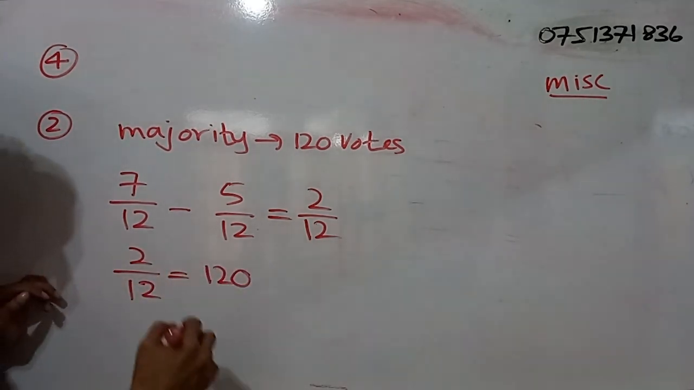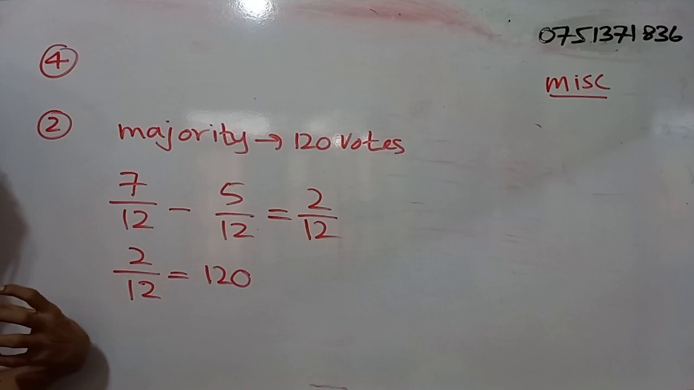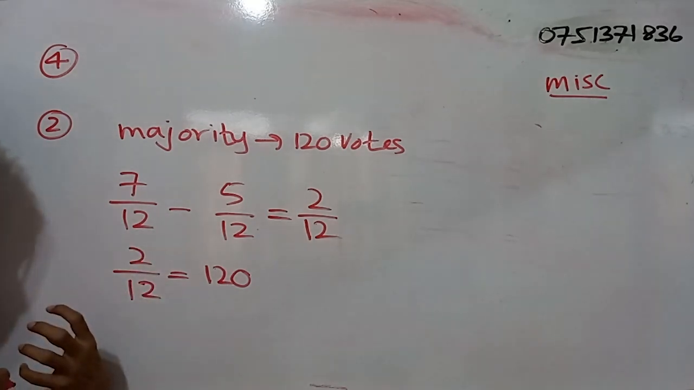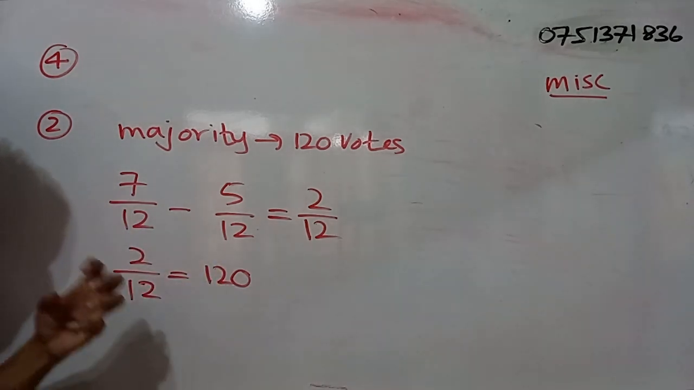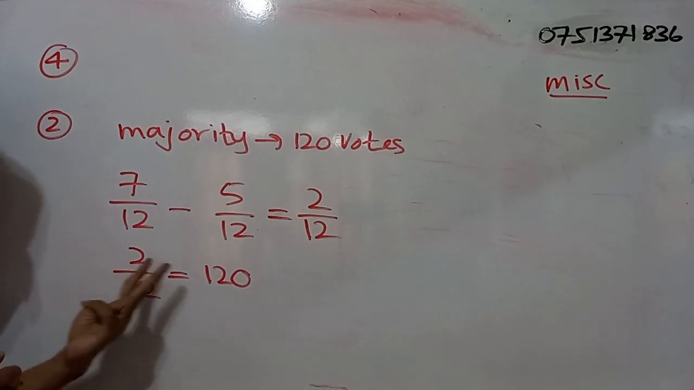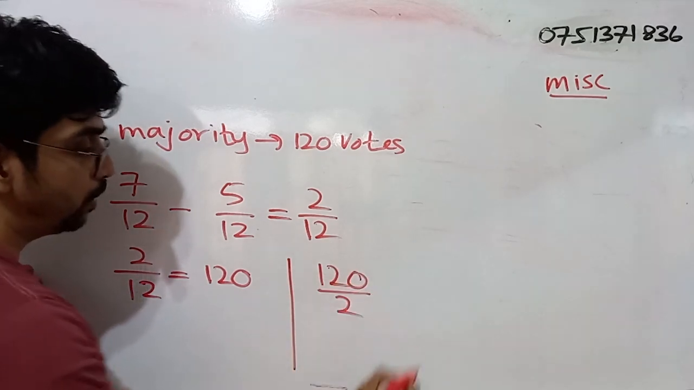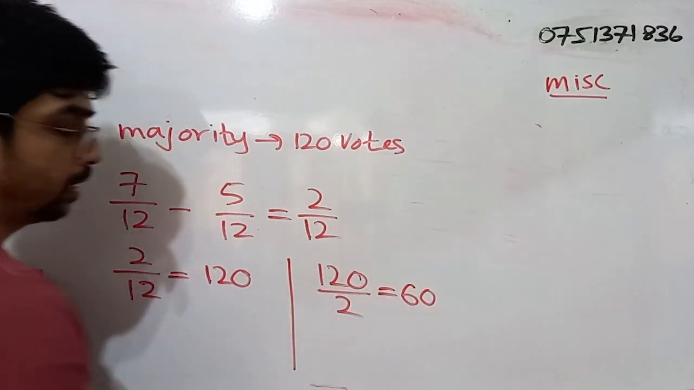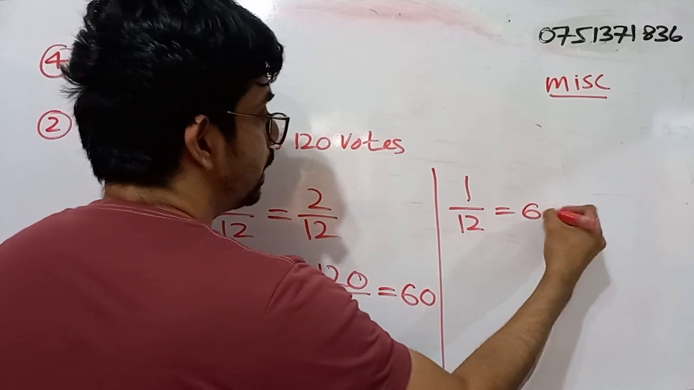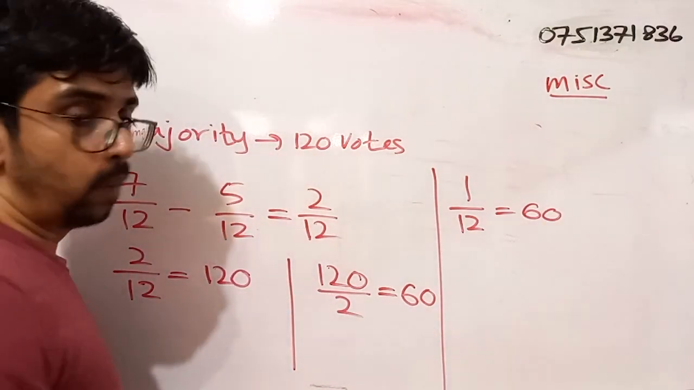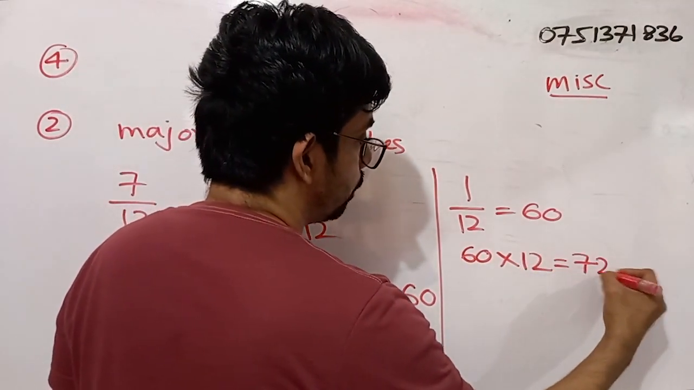Right? So if something has been divided into 12 equal parts, and if we take 2 parts of it, and that is equal to 120, what is one part? 120 divided by 2. So we get 60. That means 1/12 is equal to 60. That means what is the total amount of votes? What do we have to do? 60, we have to multiply that by 12. So the answer will be 720.